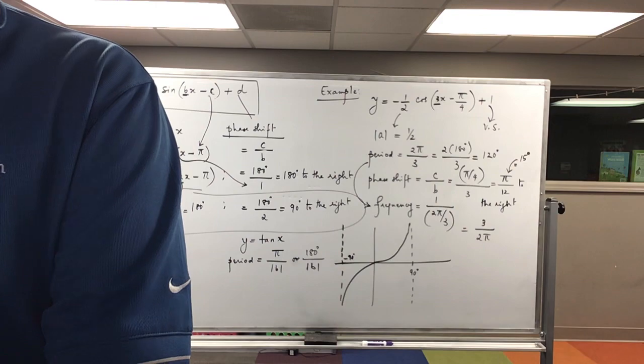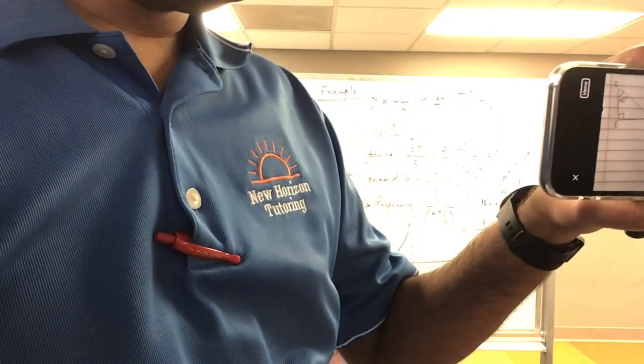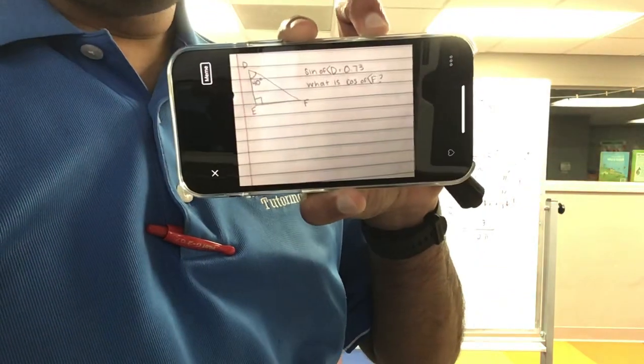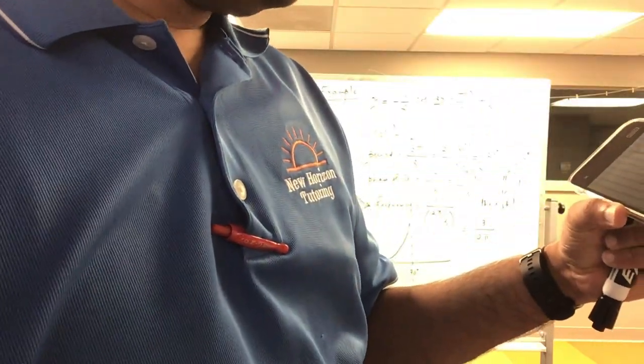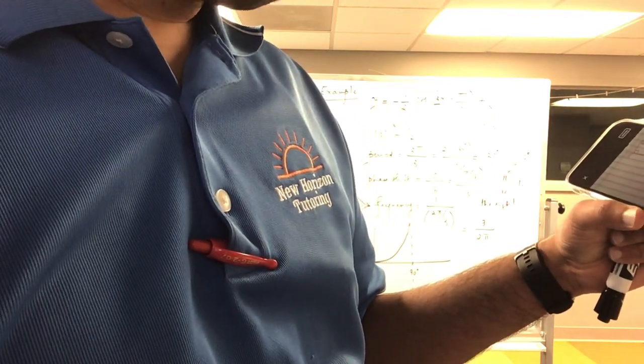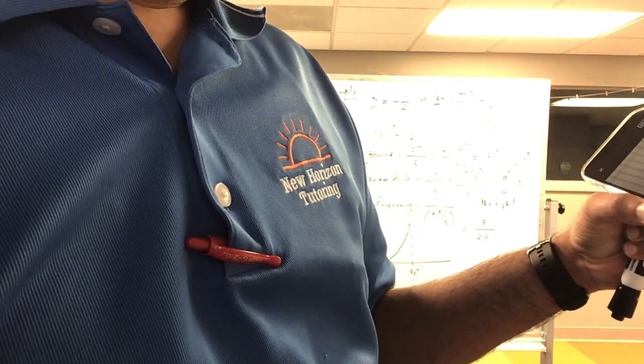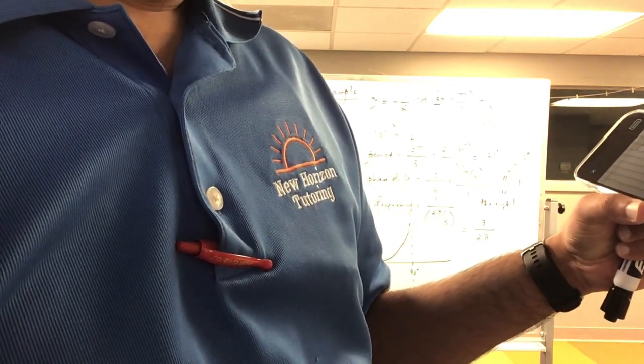Okay. Emily has sent me a question. I don't have all the exact wording. Sine of angle D is 0.73. What is cosine of angle F? I didn't even know how to approach that.